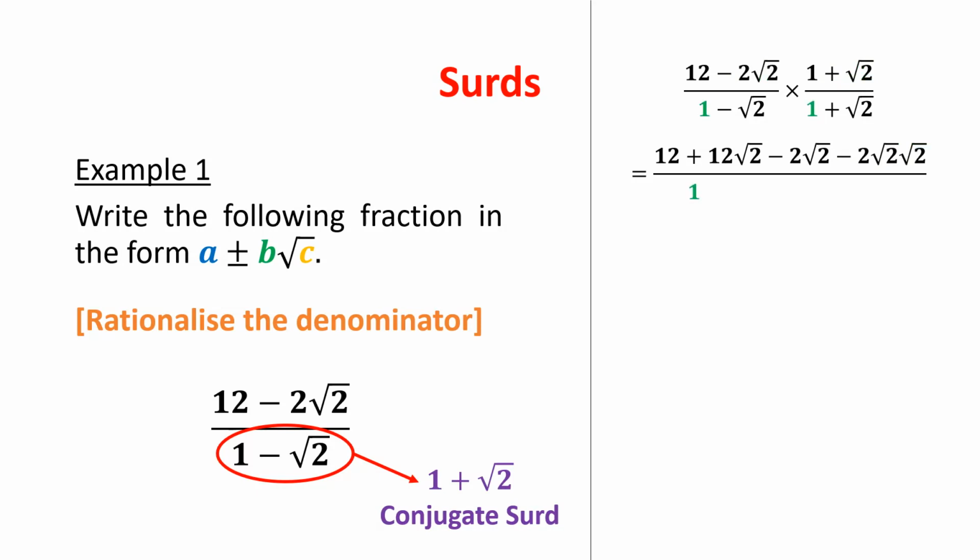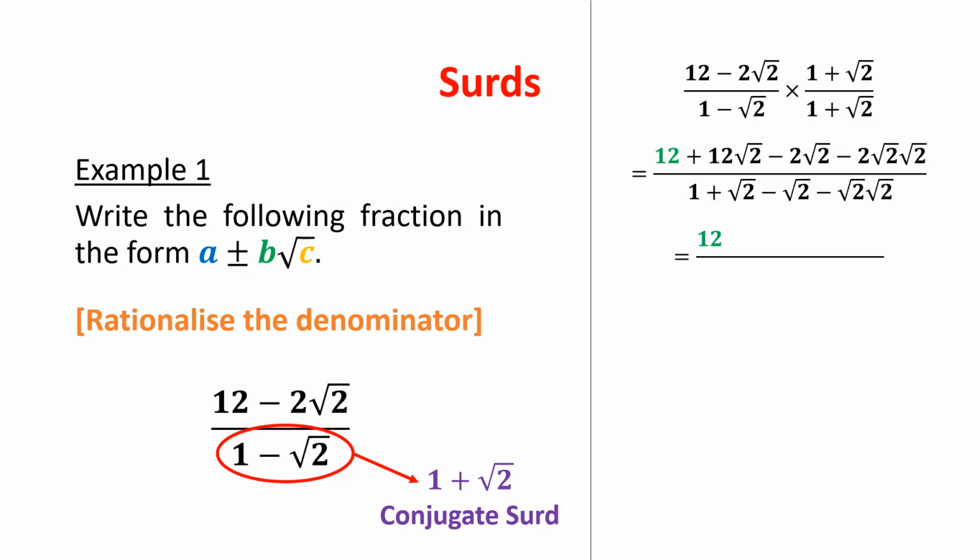On the bottom, 1 times 1 is 1. 1 times root 2 is root 2. 1 times negative root 2 is negative root 2. And negative root 2 times root 2, we're going to write down as negative root 2 root 2.